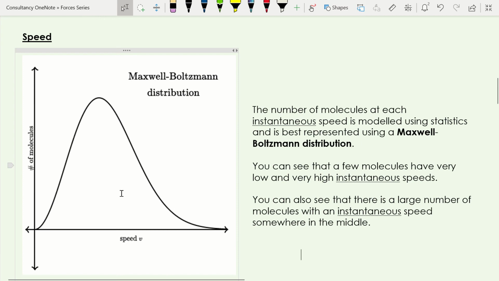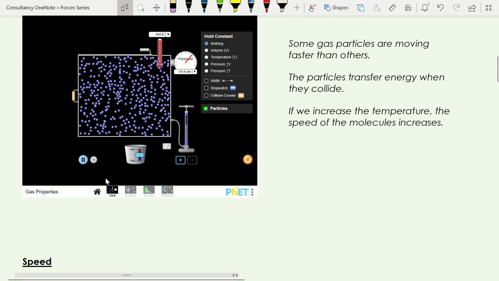You can see most particles tend to be clustered around this middle section. So the majority of your particles, I would say, would be somewhere around these kind of speeds here, but there are some at the extremes in here. So that's what we're essentially seeing in here.